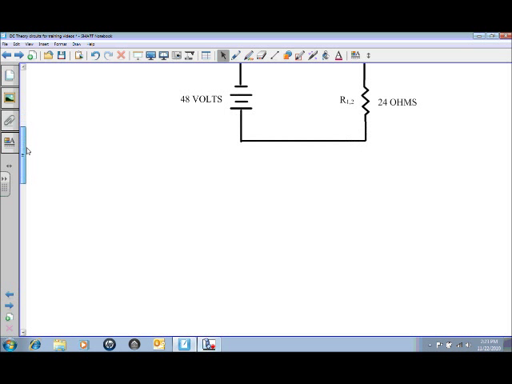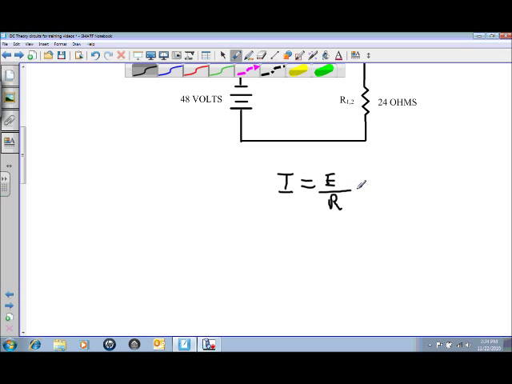So if we want to calculate the total current flow, once again, I is equal to E divided by R, or E total divided by R total. And in this case, we have a source voltage of 48 volts divided by 24 ohms. So our total current flow in this circuit is 2 amps.